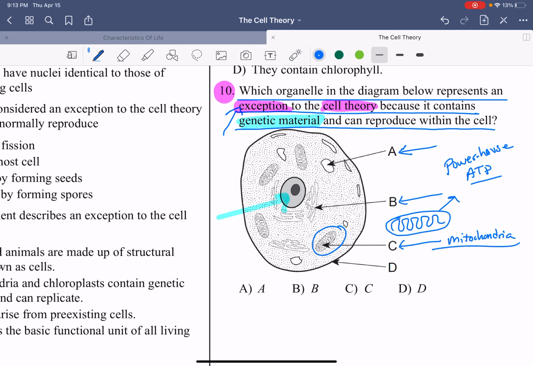So notice how there's nothing pointing to the nucleus. They're pointing to the mitochondria. So the best answer for number 10 is C, because it's pointing to the mitochondria. And that one does have DNA.